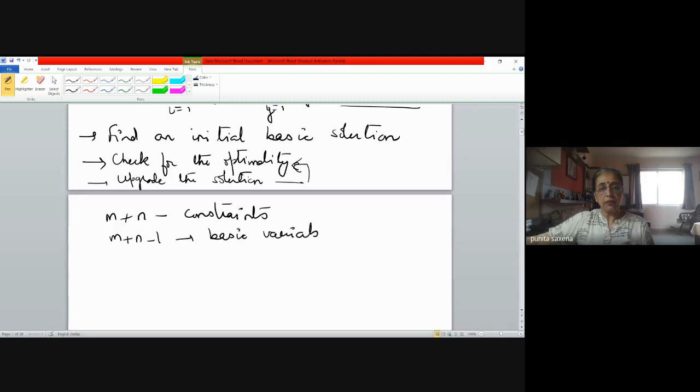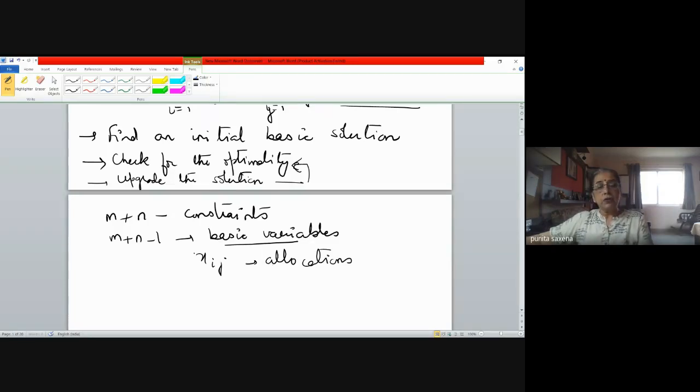Okay, basic variables means the variables here are going to be the cells, the xij's that we have defined, where we are going to make the allocations. So xij's are going to be the allocations in these problems. Allocations means allotting how much the ith source should supply to the jth destination. That is an allocation we are making.